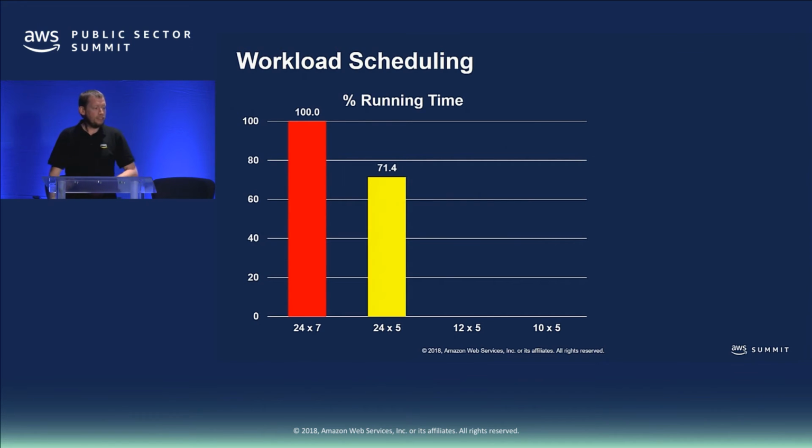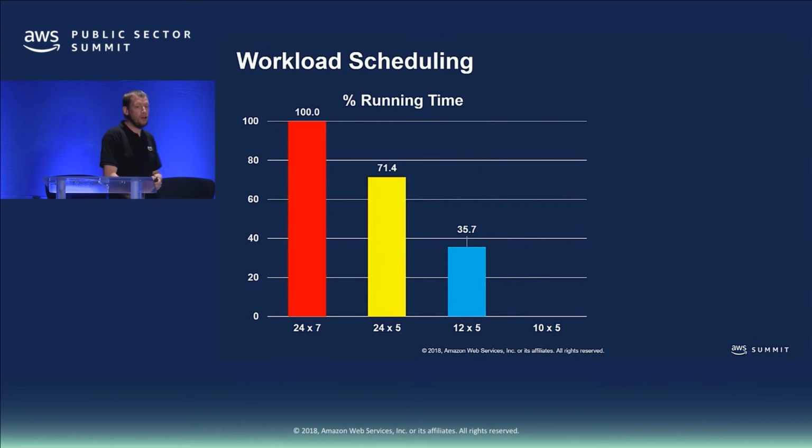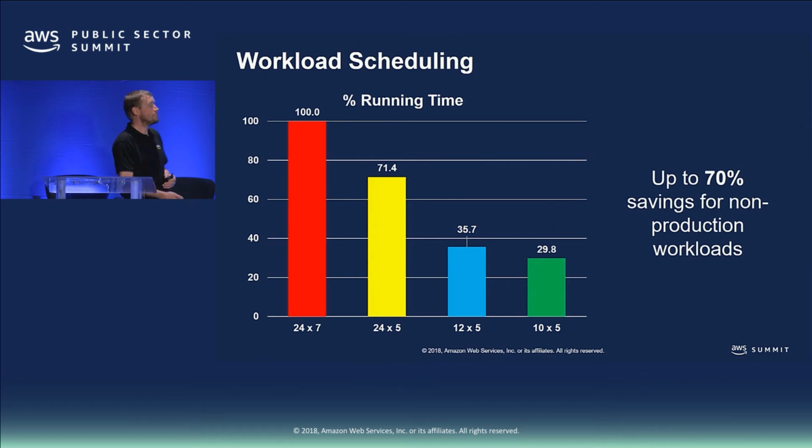If you only run it 5 days a week, you actually save almost 30% of your cost by turning it off on the weekends. If you then turn it off overnight as well, you save 65% of your overall costs. And lastly, if you optimize it for only business hours, you can save around 70% for non-production workloads. Because remember, when an instance isn't running in AWS, you don't have to pay for it.